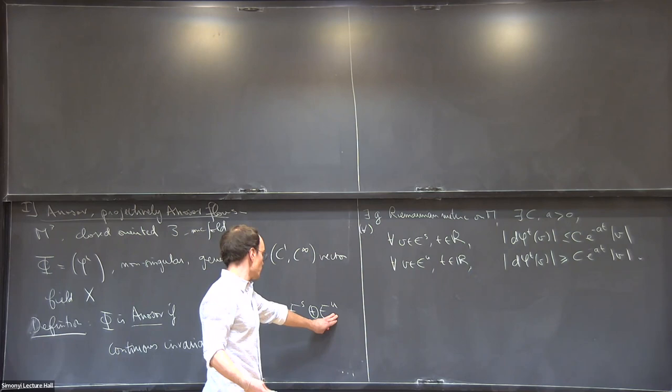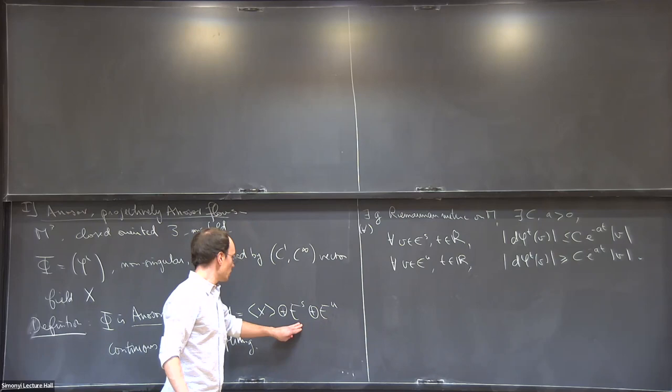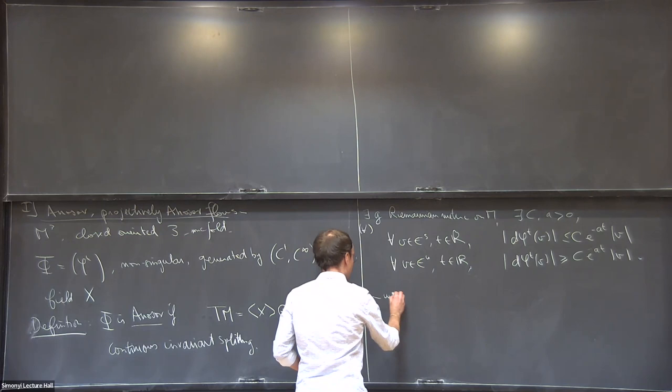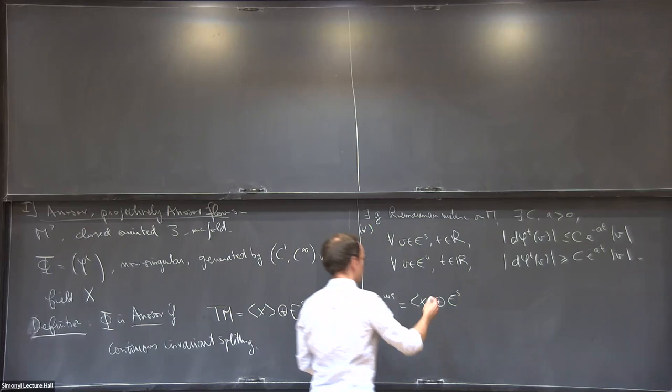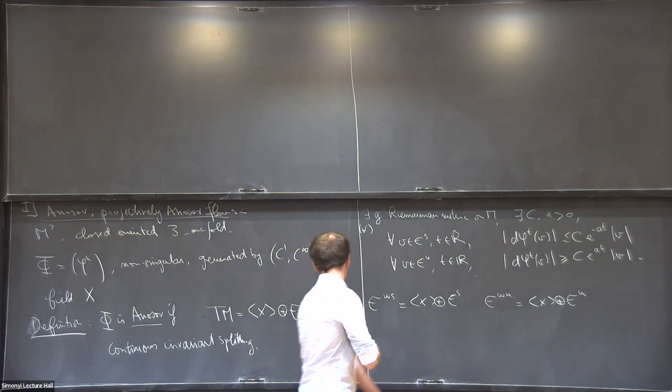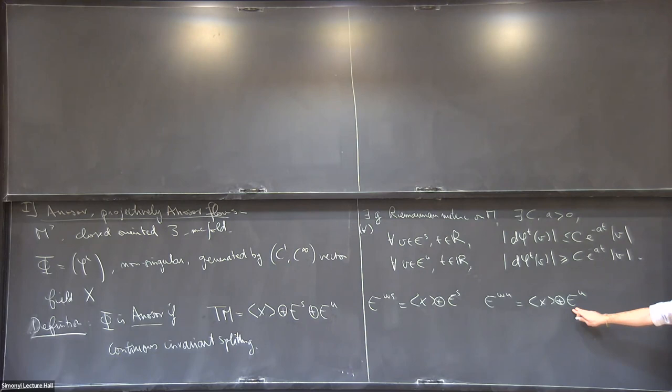Anosov showed that these two one-dimensional distributions are uniquely integrable, which is non-trivial because they are just continuous a priori. And then you can also define the weak stable direction by adding to the stable direction the direction of the flow, and similarly for the weak unstable direction. And in dimension three, actually these two plane distributions are C1. So they are a bit more regular, assuming that the flow is smooth, let's say, or maybe just C2 is enough.